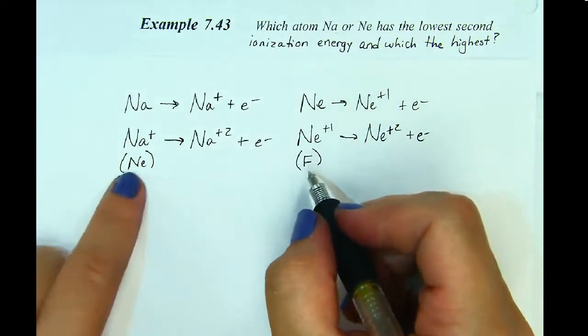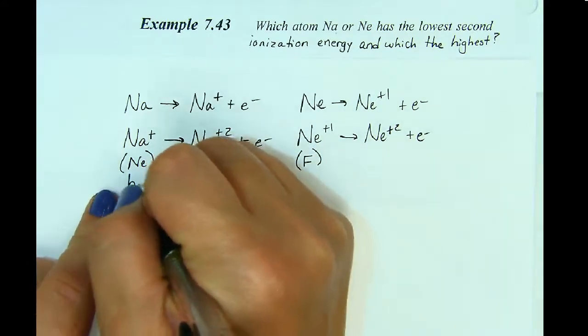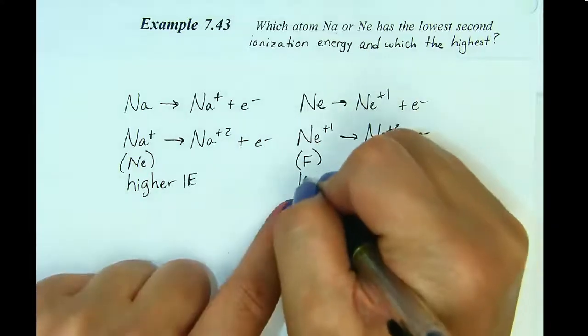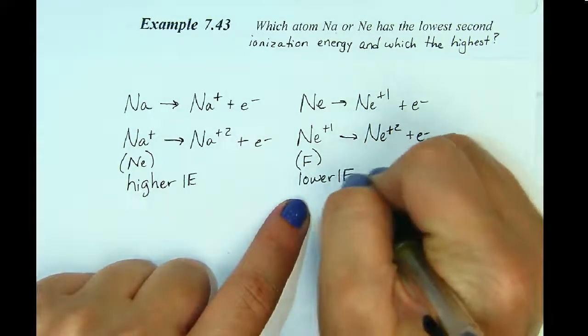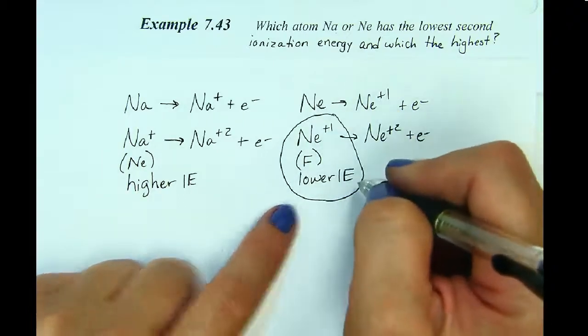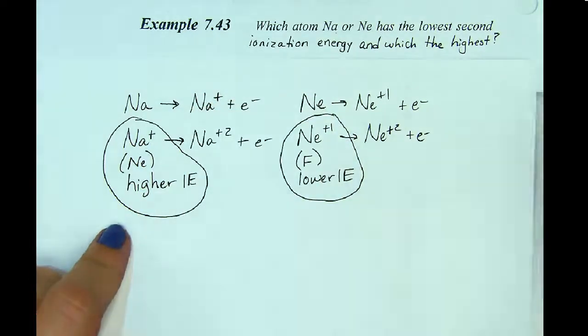So if I compare these two to one another, neon has a higher ionization energy and fluorine has a lower ionization energy, which means the Ne+ will have the lower ionization energy and the Na+ would have the higher ionization energy.